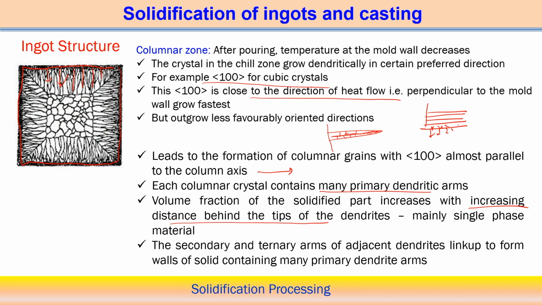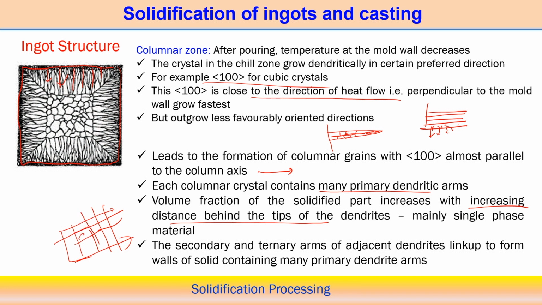But the secondary and tertiary dendritic arms adjacent to the dendrite form a network. Here is one dendritic arm, and this is another, the secondary. So, it is a kind of network structure, and there is a possibility of entrapment of liquid metal between the dendritic arms. Since it contains many primary dendritic arms, the liquid may flow in this kind of networking.